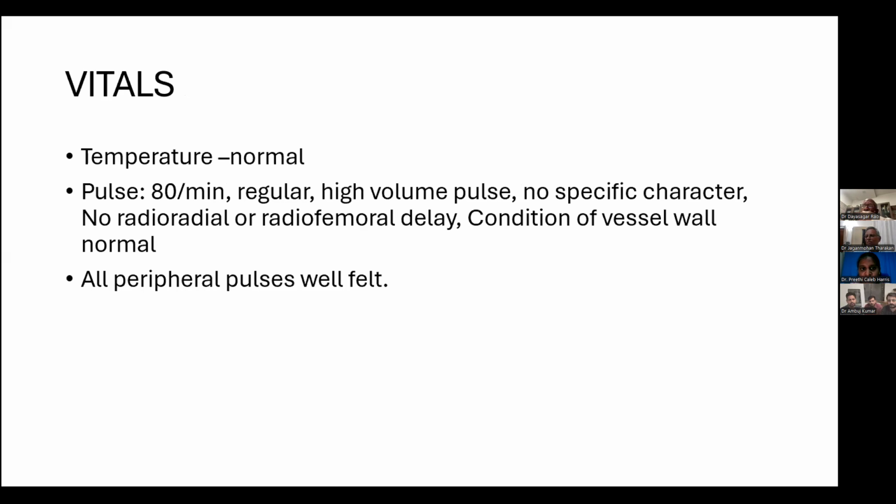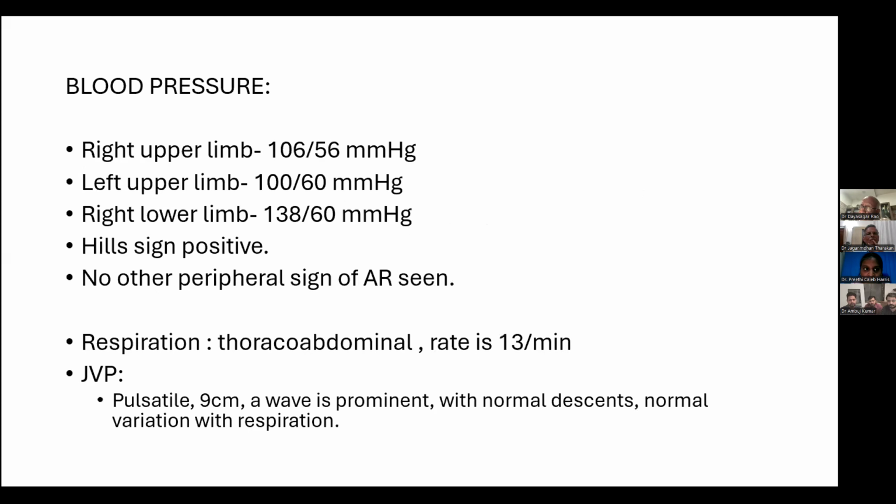Pulse is 80 per minute, high volume pulse, no specific character, no radioradial or radiofemoral delay. Condition of vessel wall is normal. All peripheral pulses were well felt. Blood pressure, right upper limb was 106 by 55 millimeters of mercury. Left upper limb was 100 by 60. Right lower limb was 138 by 60. The Hill sign was positive. No other peripheral signs of aortic regurgitation were seen.